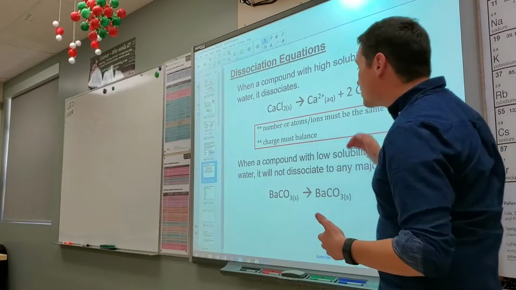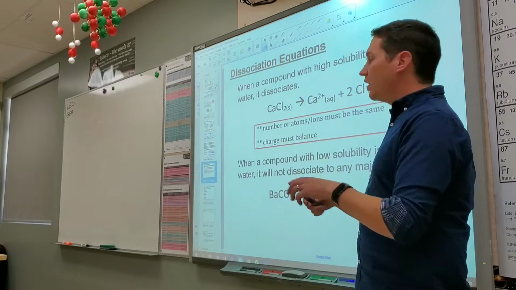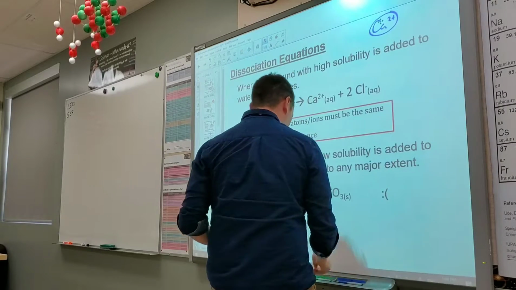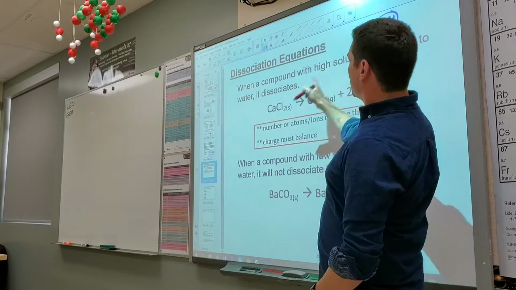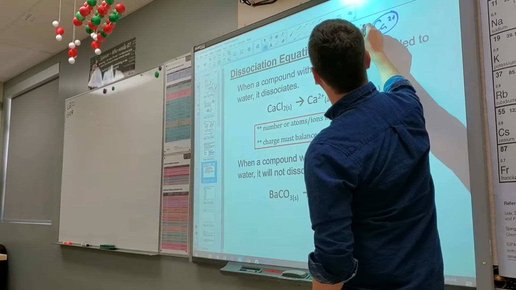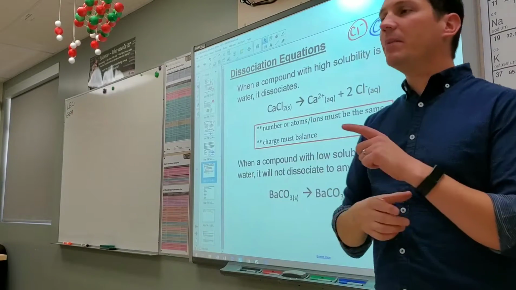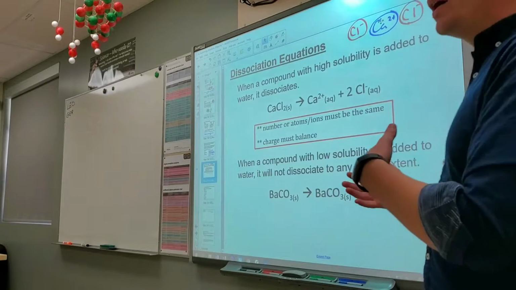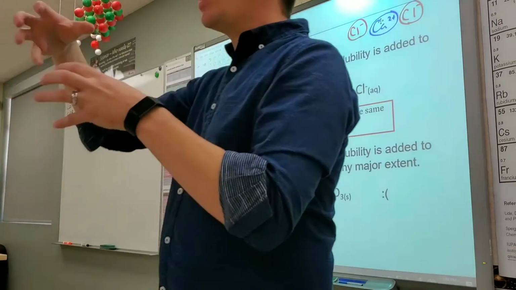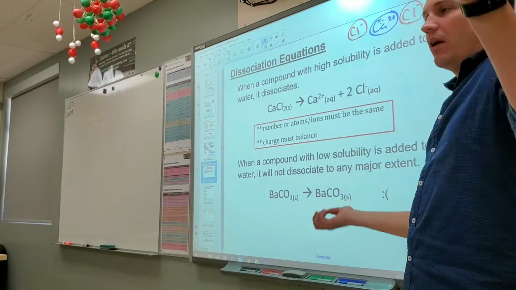So this is what we call a dissociation equation. If I have calcium chloride, when I put it in water, what's attached to this calcium 2 plus ion? Two chloride ions, right? A chloride ion here and a chloride ion there. When I put calcium chloride in water, all of a sudden, the water starts forming bonds with these ions, and the ions get ripped apart from each other.